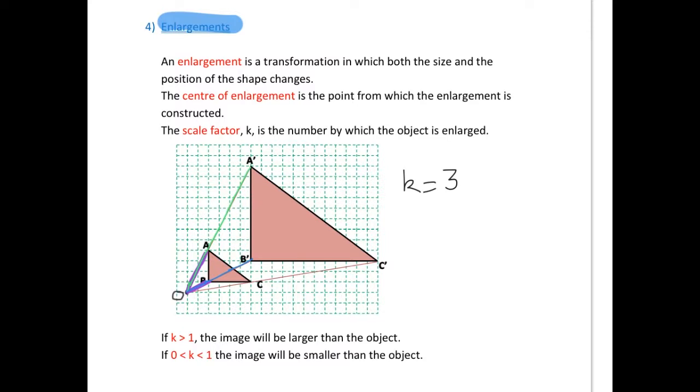Likewise, we take our distance from O to C, we extend this line out as far as we need to, and we measure this distance once, twice, 3 times to get our new point C prime out here. And once we have these 3 points here, here, and here, we can draw in our new enlarged triangle. One thing to notice is that if K is bigger than 1, the image will be larger than the object, so like we have up here. But if K is somewhere between 0 and 1, the image will be smaller than the object.